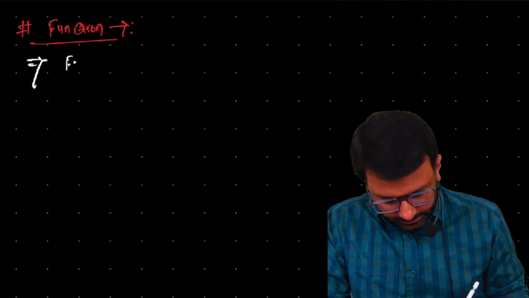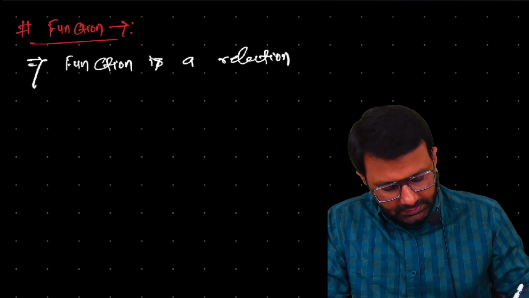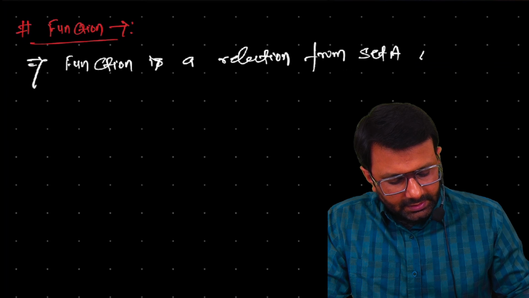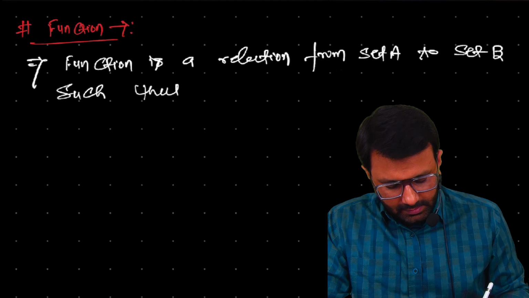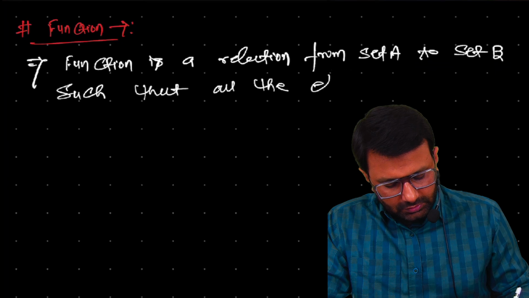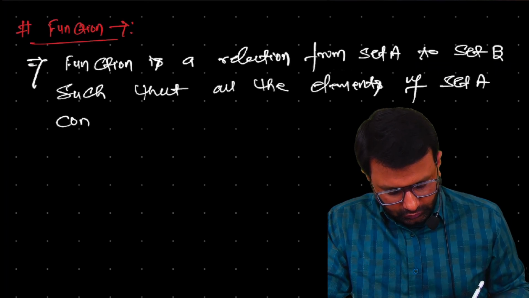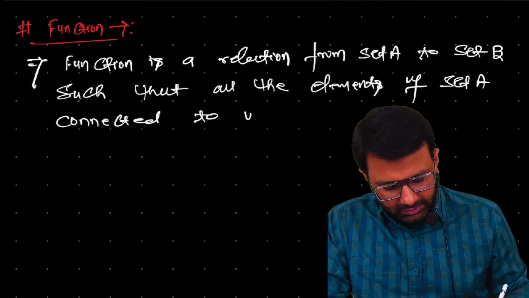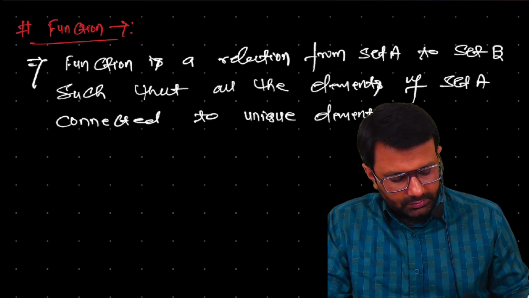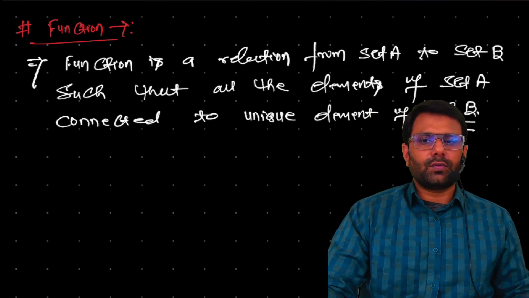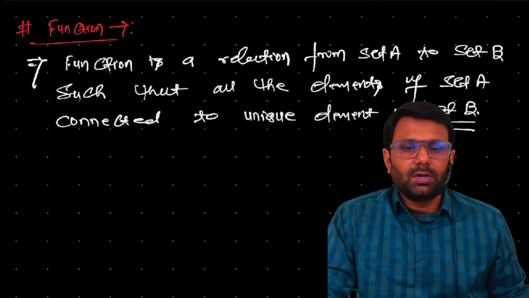So I am writing the definition here. Function is a relation from set A to set B such that all the elements of set A are connected to a unique element of set B. So this is called function.